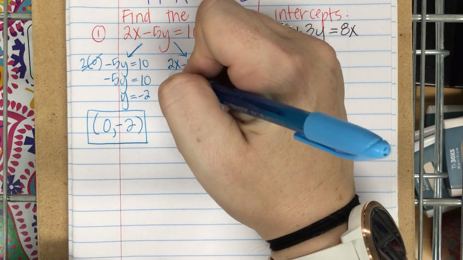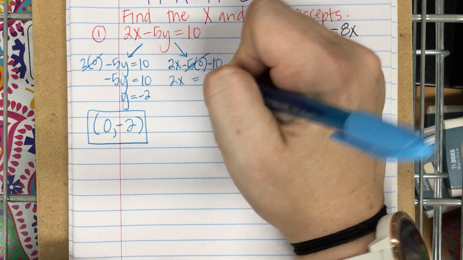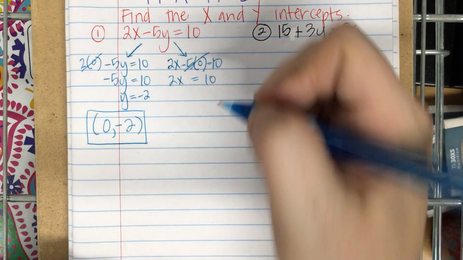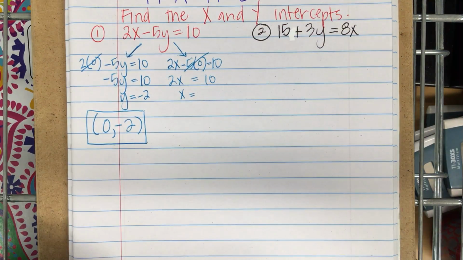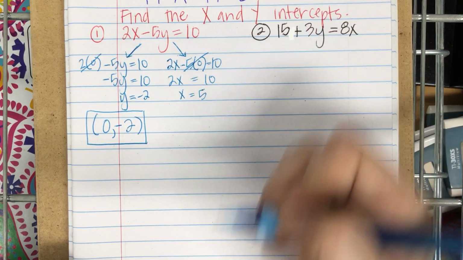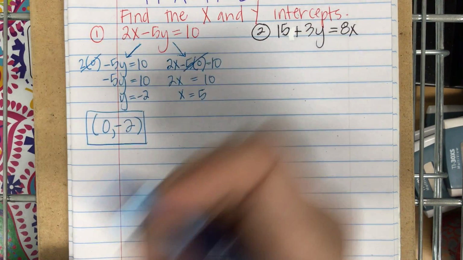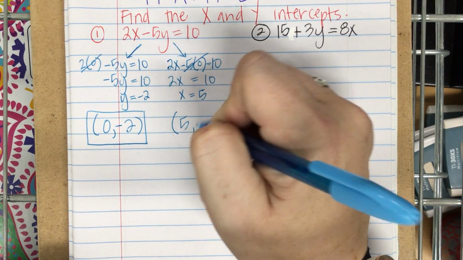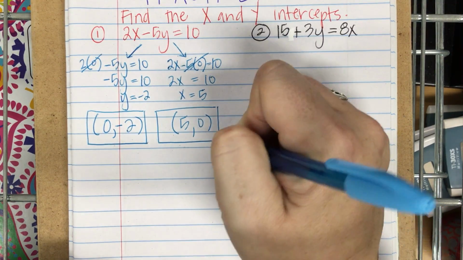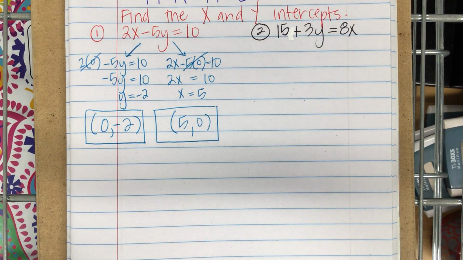That cancels out, leaving me with 2x equals 10. What's my x-intercept? 5. So my answer is an ordered pair, 5, 0. Those are my intercepts. If I wanted to graph this, I'd go over 0, down 2, put a dot, and I'd go over 5, up 0, and put a dot, and connect them.